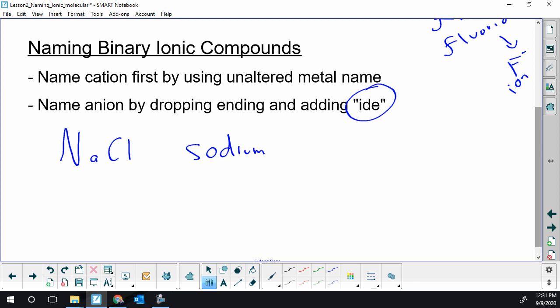Cl as an atom is chlorine. Don't write this all yet because I have to switch some stuff. That's the anion, the atom that created the anion, and we have to drop the ending, drop the last 3 letters, and we switch the N to "-ide". Okay. So sodium chloride, that you're probably used to.